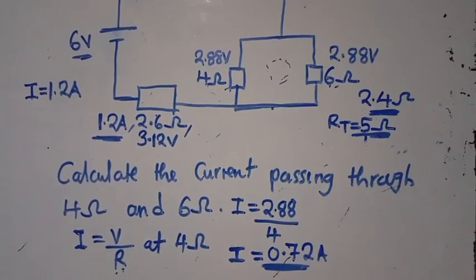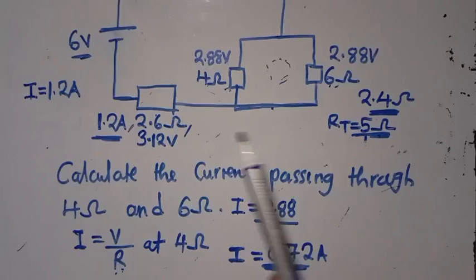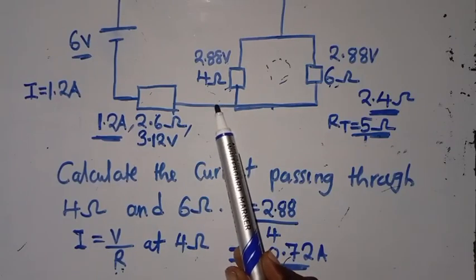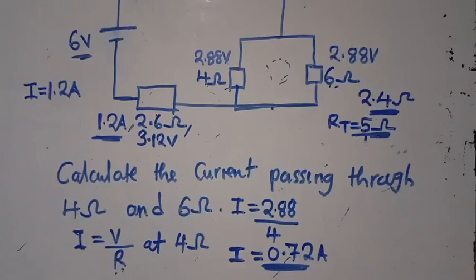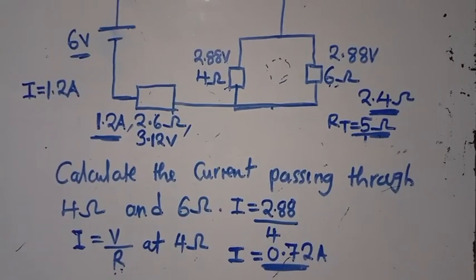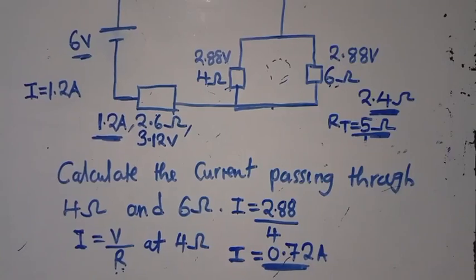This is the current at the 4 ohm resistor. These are things that you are supposed to do. These are calculations that you need to put in place. The same way I'm answering this, this is how you are supposed to answer. As simple as this.